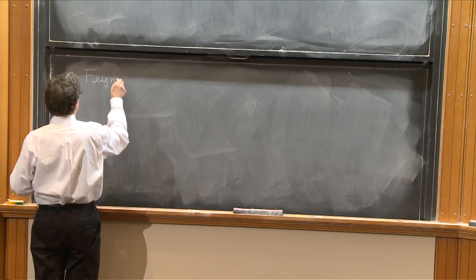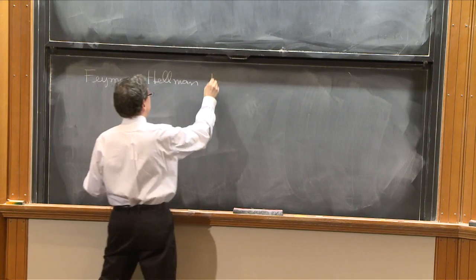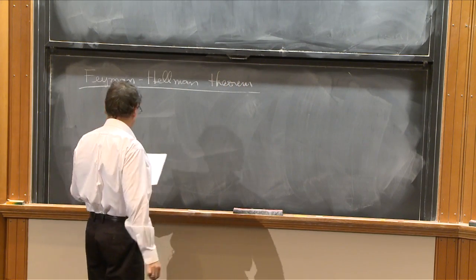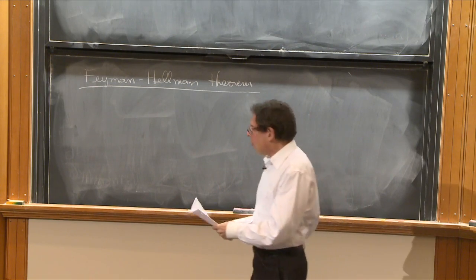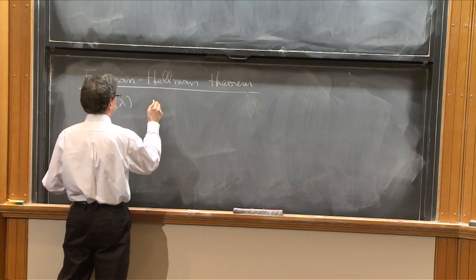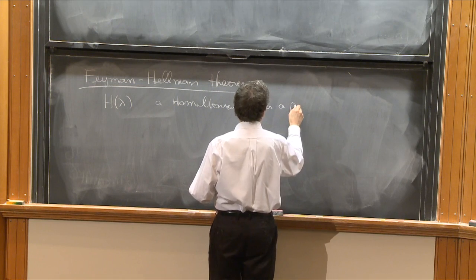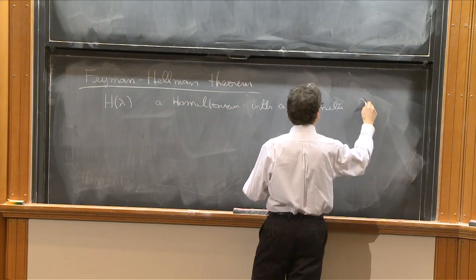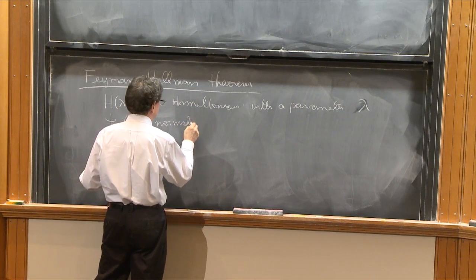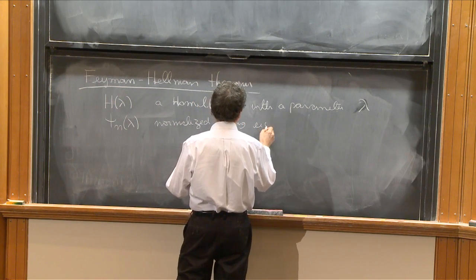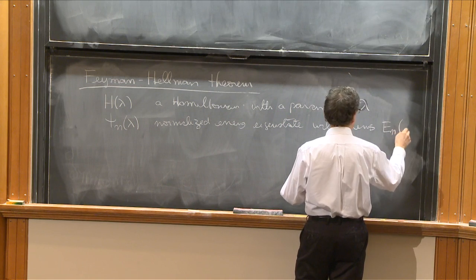It's a very simple result. And we'll need it in order to understand how a small perturbation to the Hamiltonian changes the energy spectrum. So we have H of lambda be a Hamiltonian with a parameter lambda. And psi n of lambda be a normalized energy eigenstate with energy En of lambda.